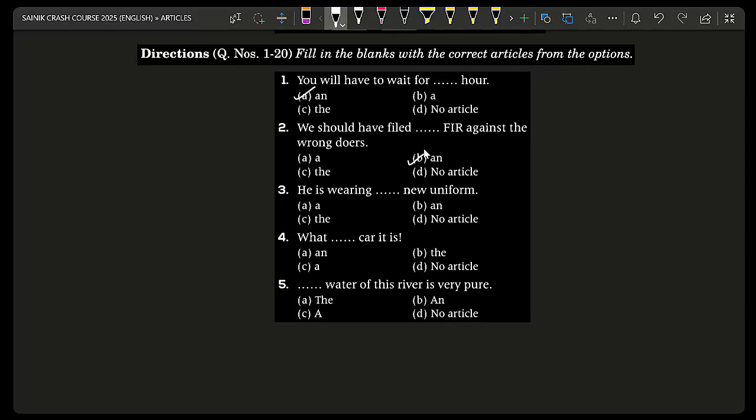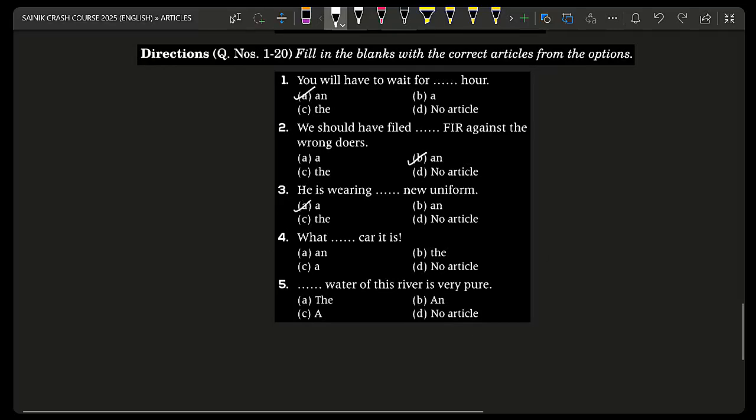Okay, next third one. He is wearing dash new uniform. Sir, A. A new uniform or an new uniform? Sir, A. A is correct, but why? Sir, in no... You should say sound, not letter. First sound is na. Na is vowel sound or consonant sound? Sir, consonant. Before consonant sound, which article do we use? Sir, A. Very good. Abhyuday, you gave all correct answers.